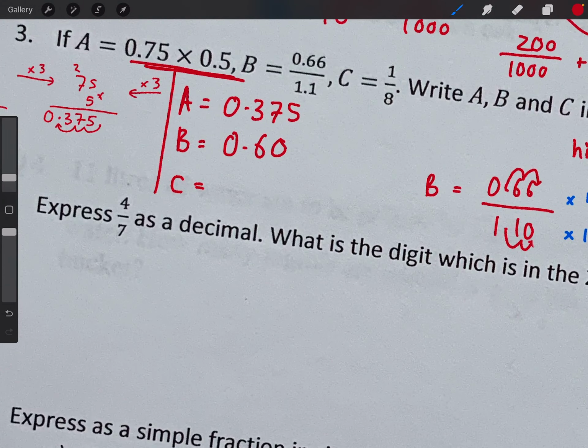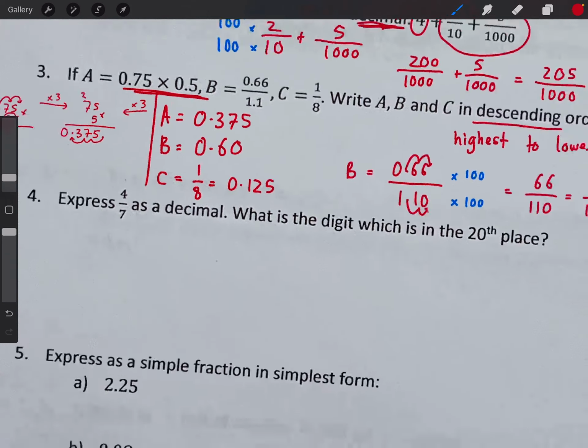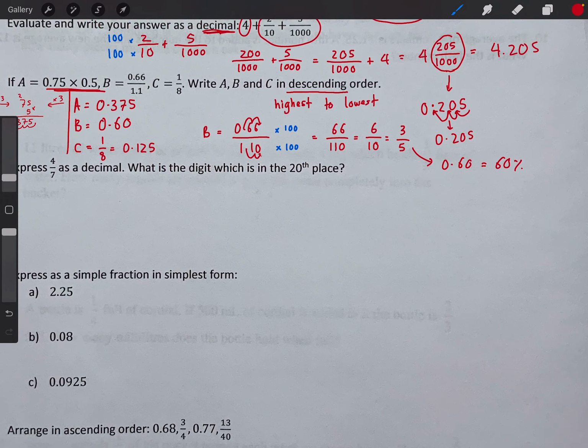Alright, next one is your 1 over 8. Now if you remember 1 over 8, that's just 0.125. Okay, so there you have it. You got your A, B, C. I put them all into decimals. Now it's easy to rearrange them.